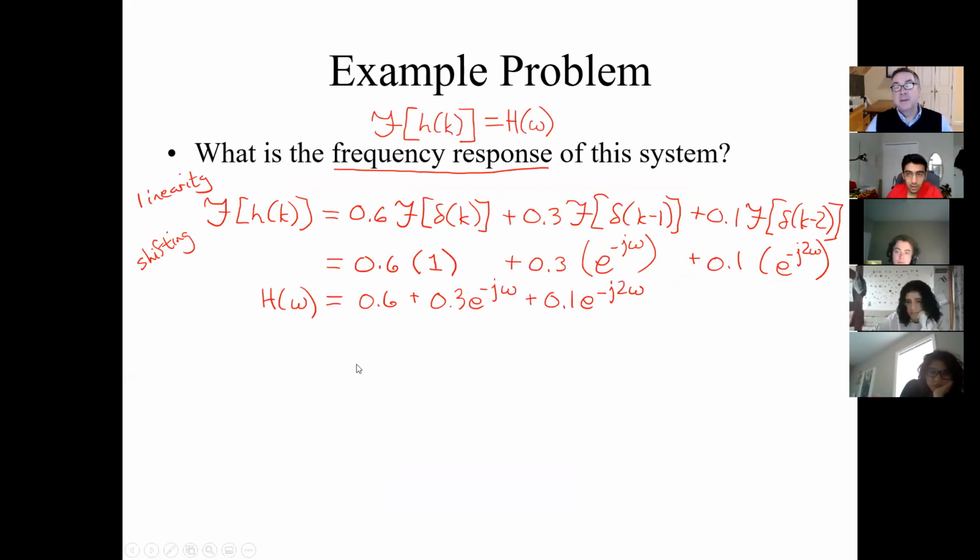Dr. Lalish. Yeah, go ahead. Yeah, sorry about that. If you were to draw the frequency response, what would be the range of omega?